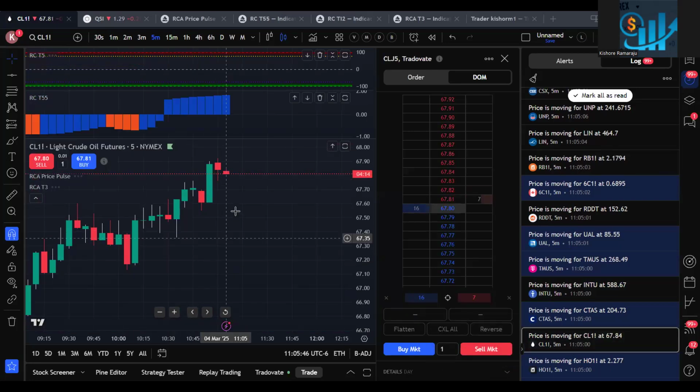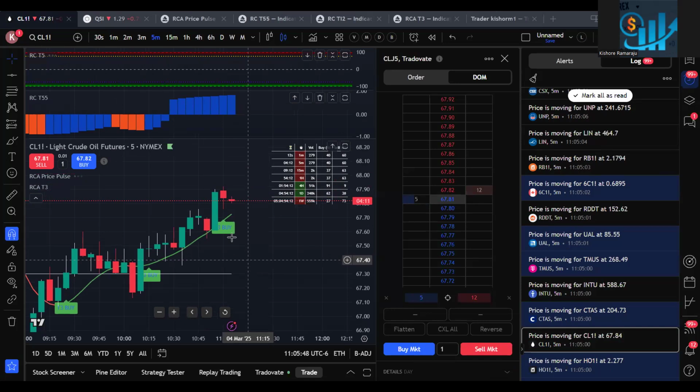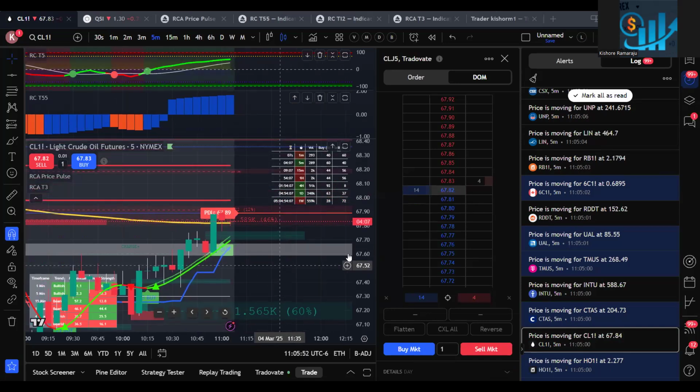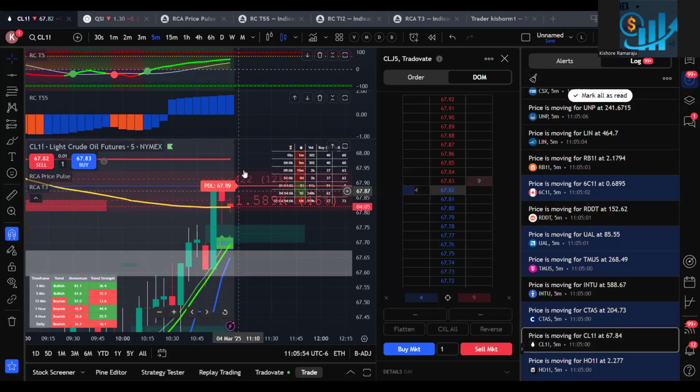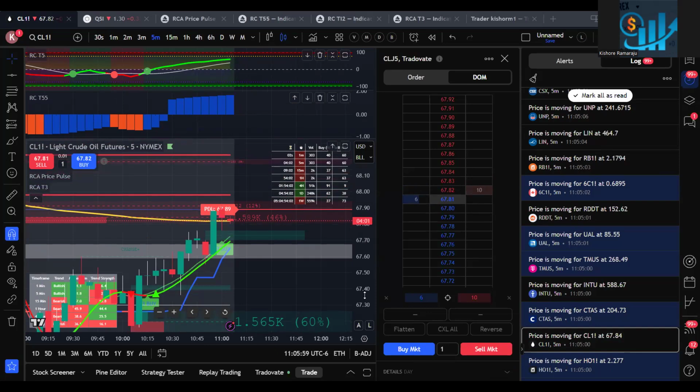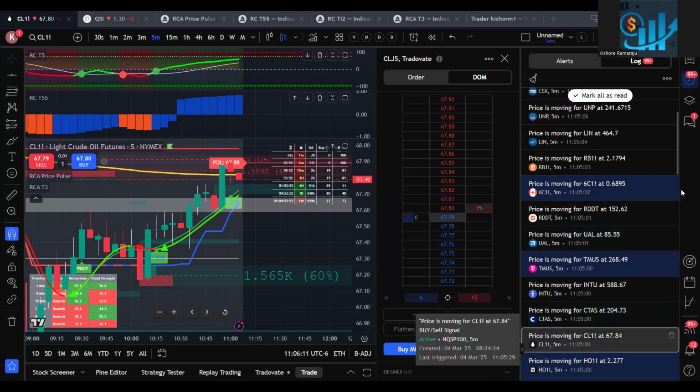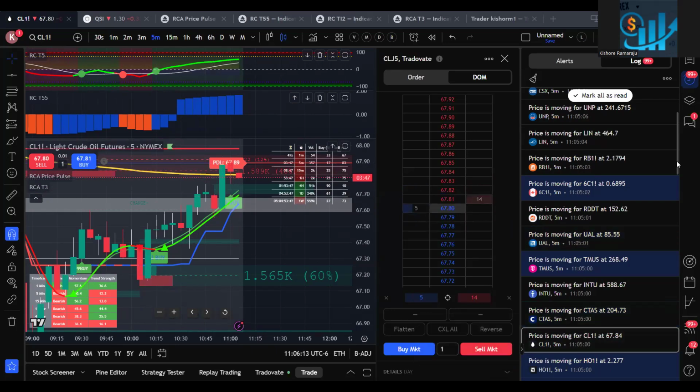So crude oil. We got a buy signal on crude oil, but there are a lot of sellers here, so we can avoid it. If it breaks that, then we can enter long. This is not the first buy. If it is a first T3 buy, that is a good one. It already moved up. Then we got another T3 buy. So we can wait for some more time on that.